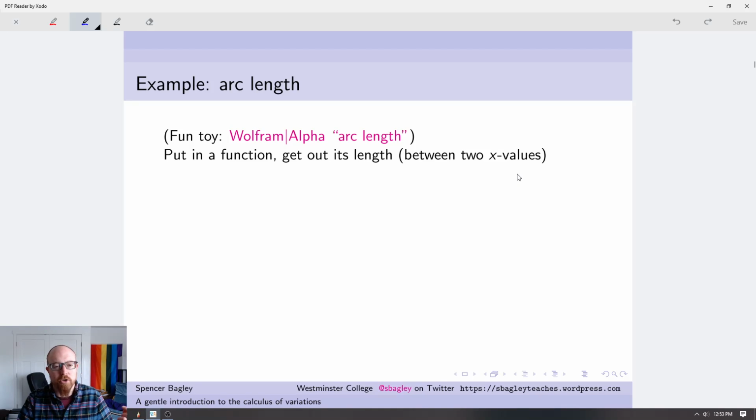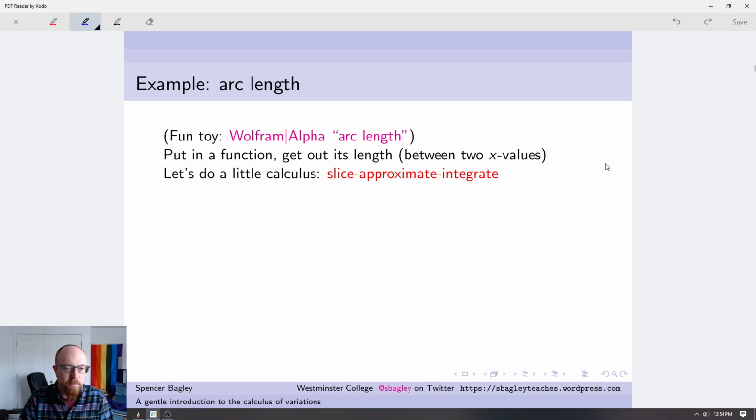If I put in a function, I get out its length between two x values. Let's see if we can write down what Wolfram Alpha is actually doing in the background here. And to do that, we're going to do a little calculus. We're going to slice, approximate, integrate, which I like to think of as the fundamental paradigm of integral calculus.